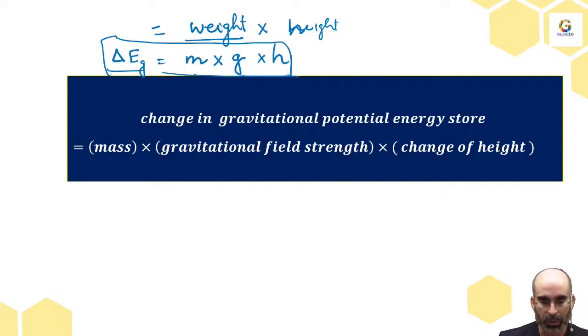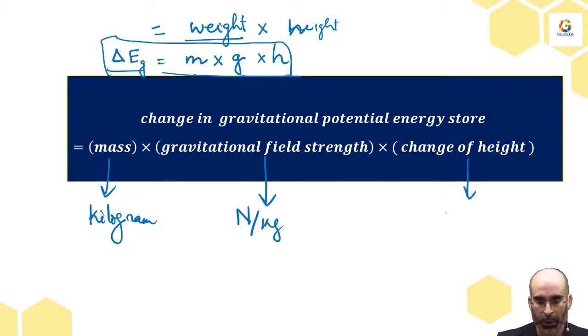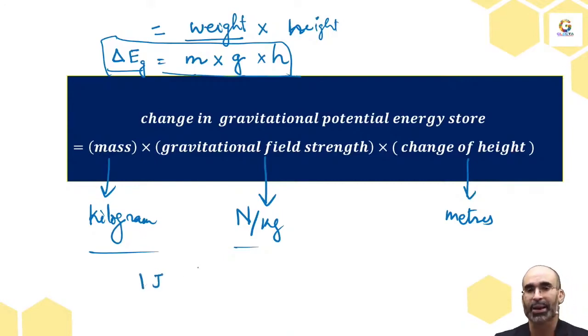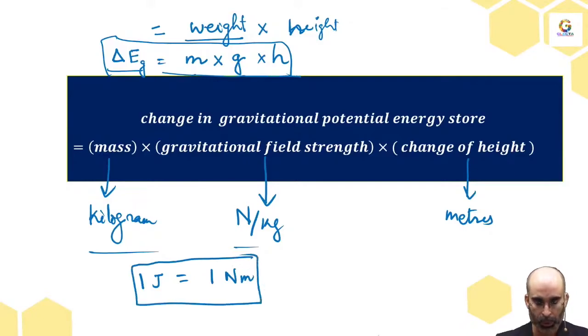This is important: mass is measured in kilograms, gravitational field strength is measured in Newton per kg, and change of height is measured in meters. These units must be kept in mind, right? And one very important thing, you all know that 1 joule, which is the SI unit of work, is equal to 1 Newton meter. This will help you.